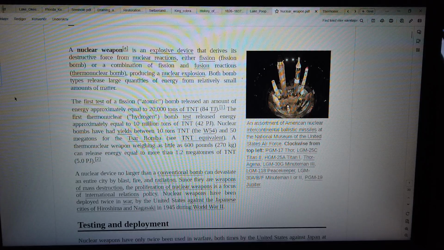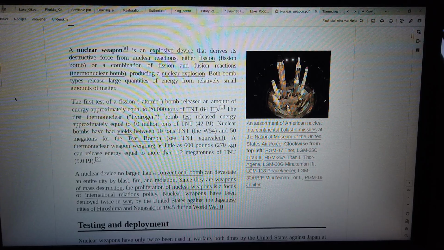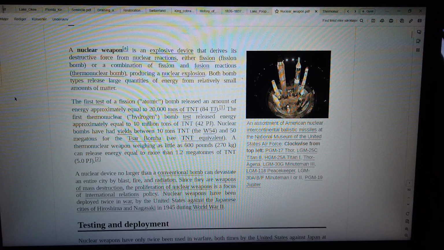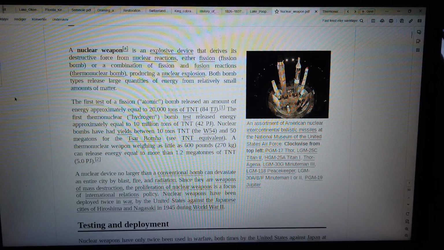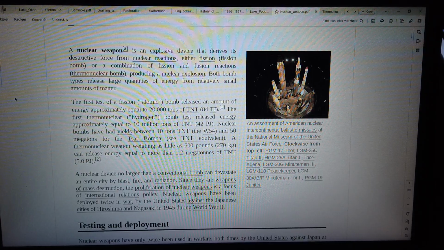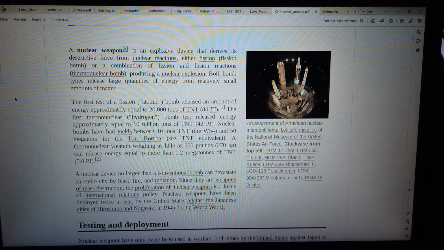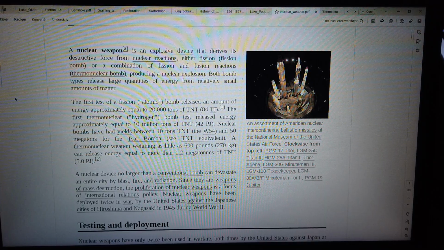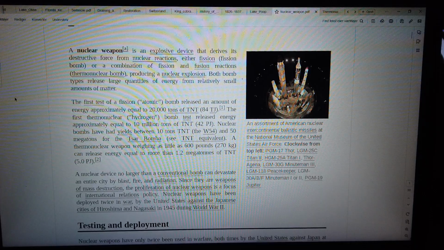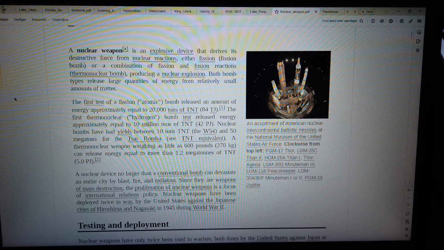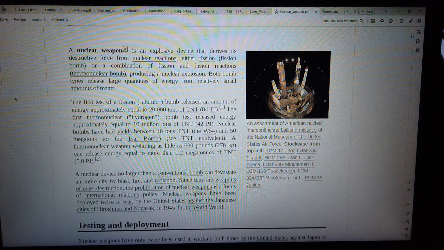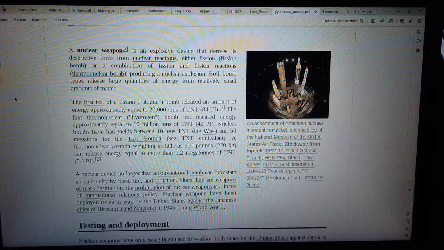Nuclear bombs have had yields between 10 tons of TNT (the W-54) and 50 megatons for the Tsar Bomba. See TNT equivalent. A thermonuclear weapon weighing as little as 600 pounds (270 kilograms) can release energy equal to more than 1.2 megatons of TNT (5.0 PJ). A nuclear device no larger than a conventional bomb can devastate an entire city by blast, fire, and radiation.